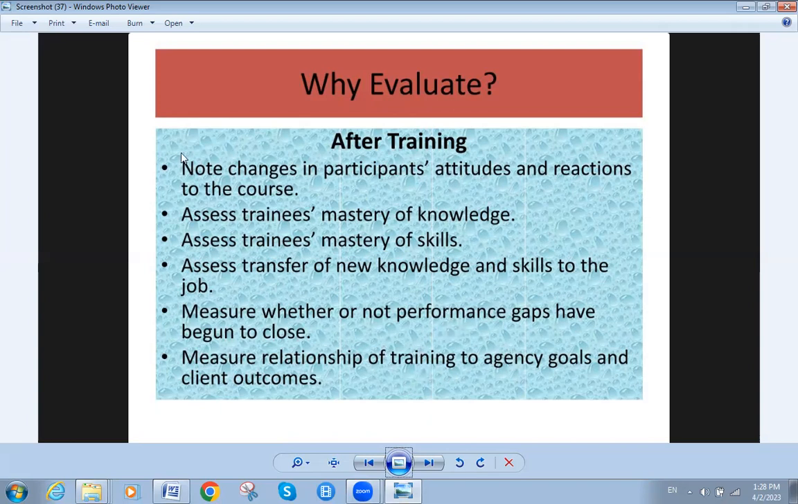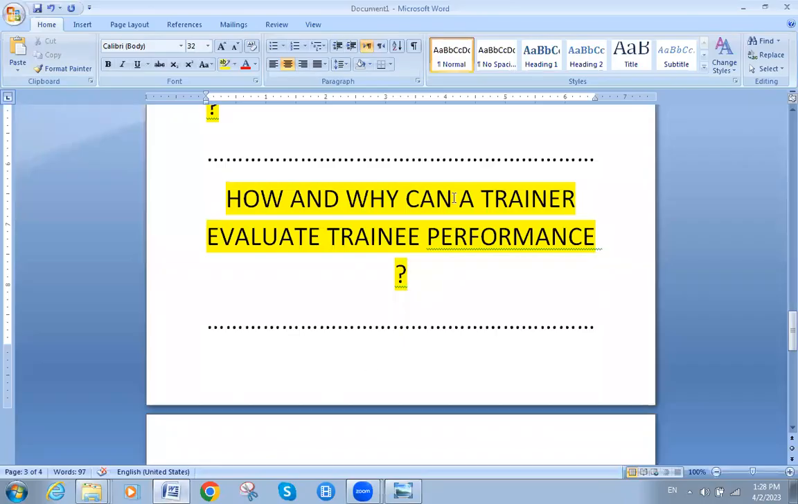These were the more important points today, on the question of how and why a trainer can evaluate trainee performance. The trainer and the trainee. The trainee is the one who will accept the training program. Who is trained? The trainee is the person who is receiving the training.